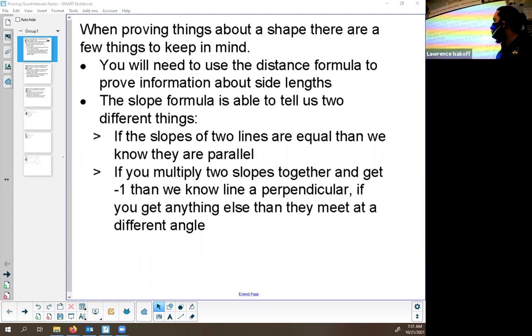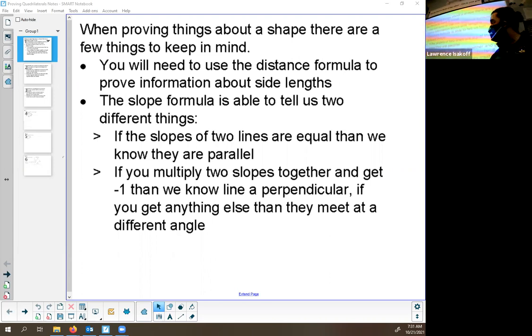The slope formula will be able to tell us a few different things. If the slope of two lines are equal, we know those lines are parallel. That's going to be very helpful in proving something. So for a parallelogram, let's say, when I say opposite sides are parallel, that is an important property. Well, we'll have to use the slope formula to help show the opposite sides are parallel. So if I got two sides that both have a slope of 2, I can conclude that those two sides are parallel.